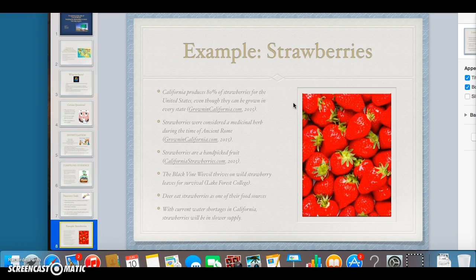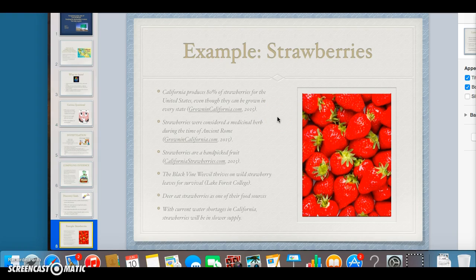Here is an example for the class. I chose strawberries, which in their bag would be a little strawberry waiting for them. Based on our brief internet research, California produces 80% of strawberries for the United States, even though they're grown in every state. See how I cite each page? The students need to provide that.